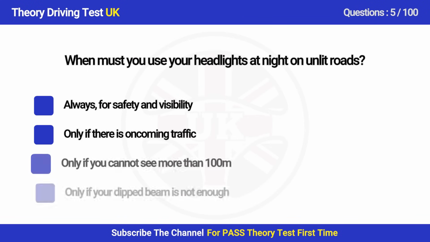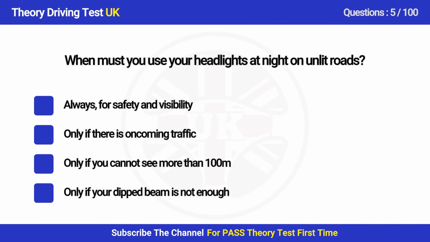Question 5. When must you use your headlights at night on unlit roads? A. Always for safety and visibility. B. Only if there is oncoming traffic. C. Only if you cannot see more than... D. Only if your dipped beam is not enough.